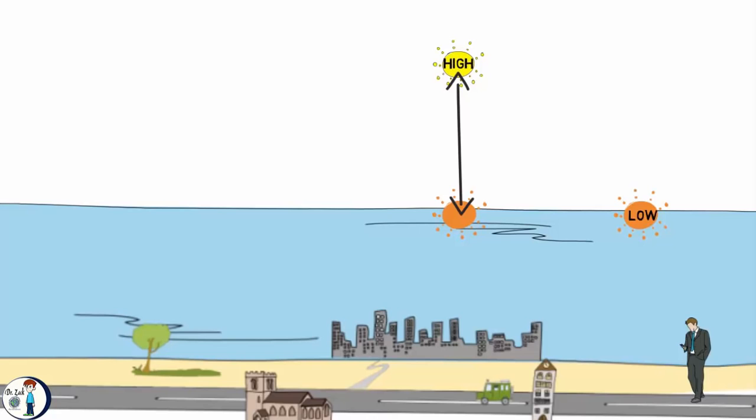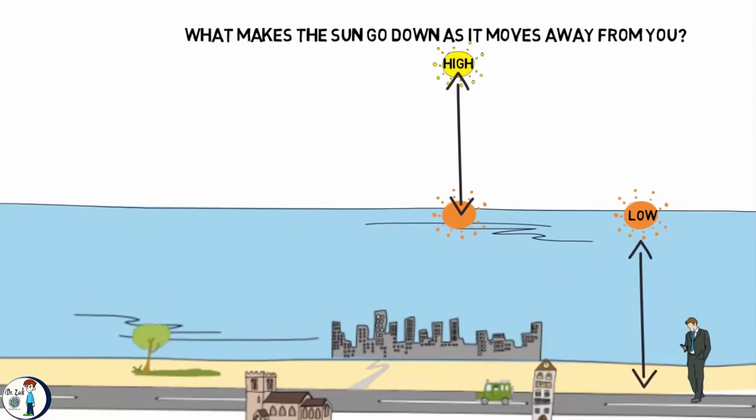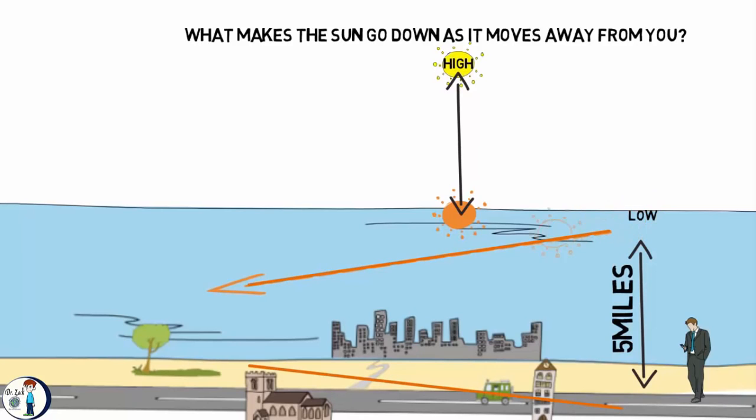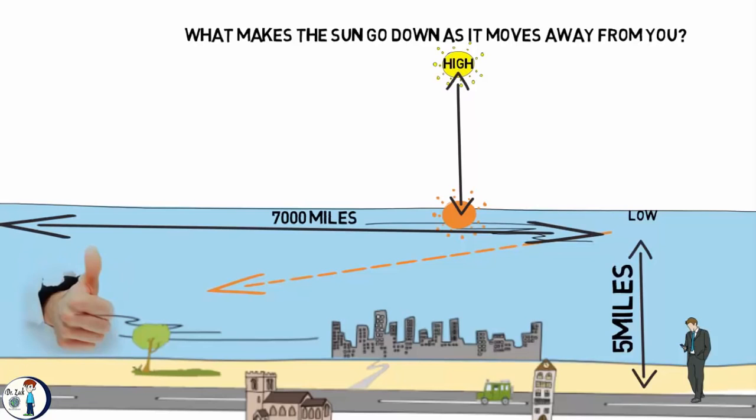Now the question is, what makes the sun go down as it moves away from you? There are a few theories about this, but they can all be wrong. But let us explain one theory. If the atmosplane is only 5 miles up, and the apparent sun is right above it, then yes, perspective can make the sun go down in less than 7,000 miles away from the observer. And this will make the flat Earth model work.